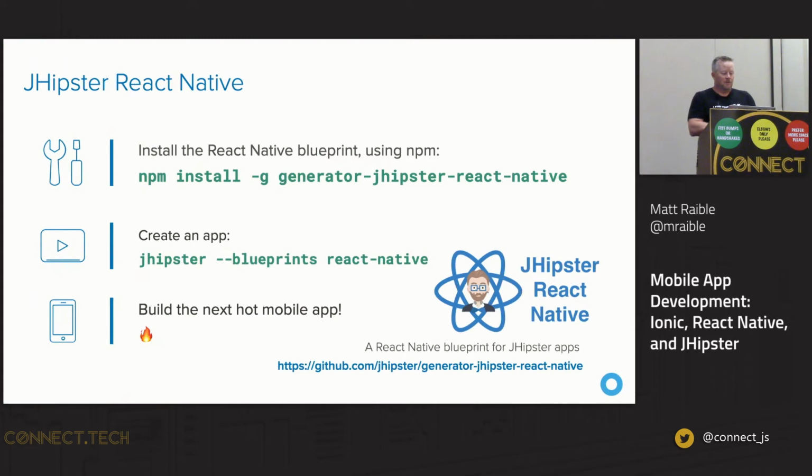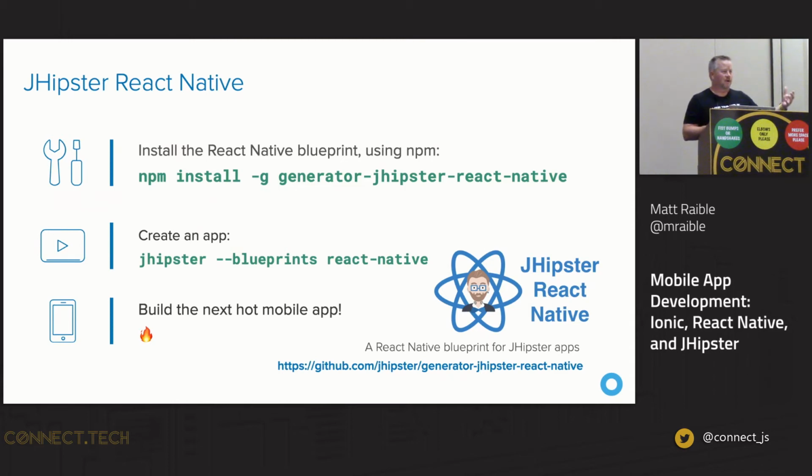And so the JHipster React Native plugin, or it used to be a module, is now a blueprint. So if you've ever heard of React Native and Ignite, Ignite was a CLI for creating React Native apps. I believe it kind of lagged on maintenance, and so the guy who maintains this one rewrote it as a blueprint.